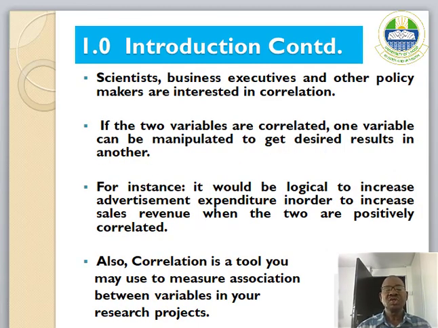Why is correlation important? Correlation is important because scientists, business executives, and other policy makers are interested in correlation. And why are they interested in correlation? Because it enables them to manipulate one variable using another. By this, we mean if advertisement is correlated with sales, then it makes sense to increase advertisement in order to record increased sales. And also, you will use correlation as a tool for analyzing your research projects in year 5.